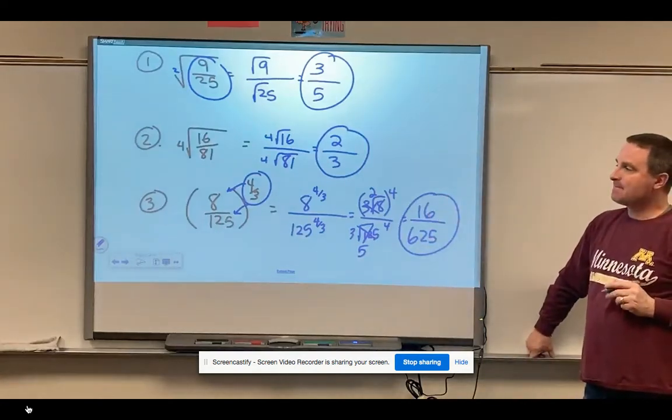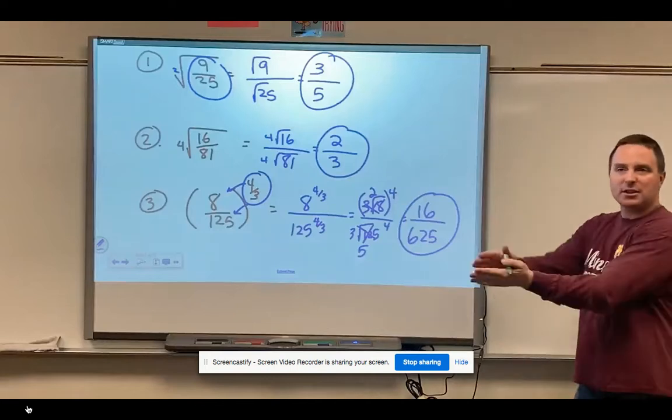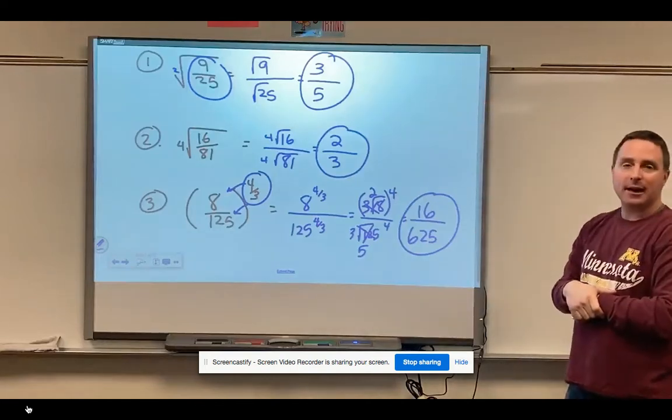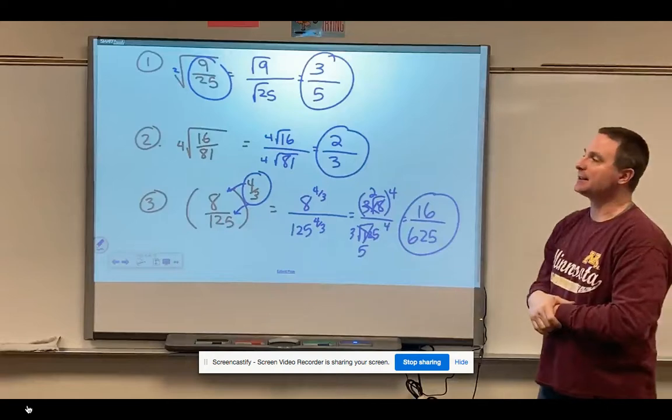Okay? All right, so yeah, fractions aren't too terribly bad. Just separate them into two separate fractions. Two separate things, a numerator and a denominator.